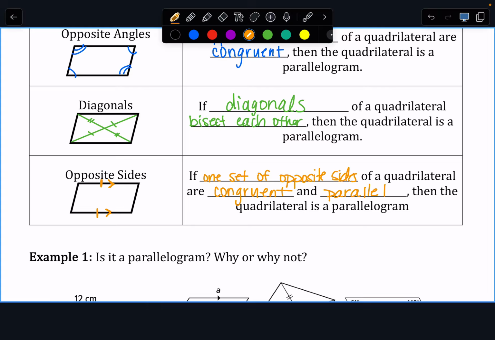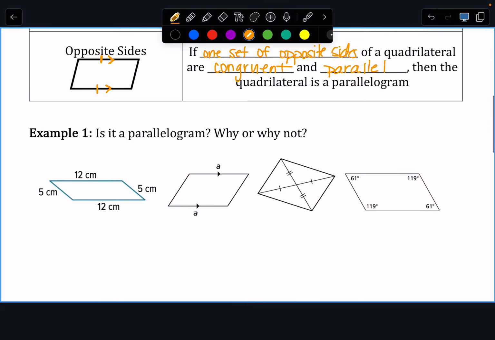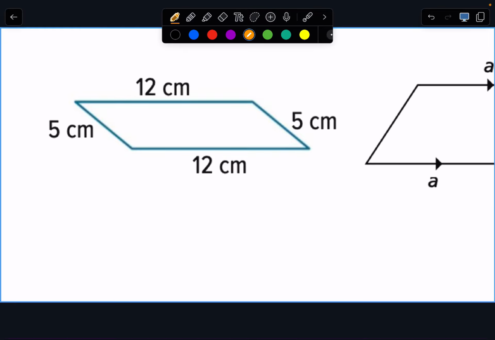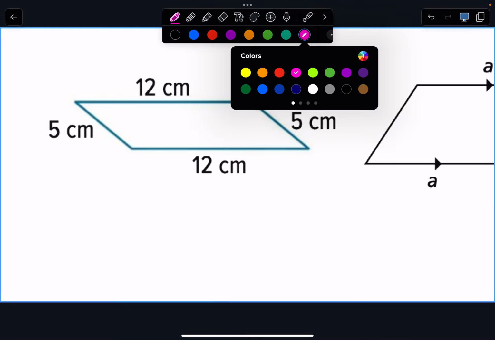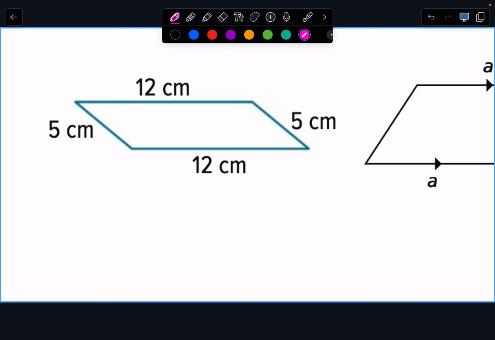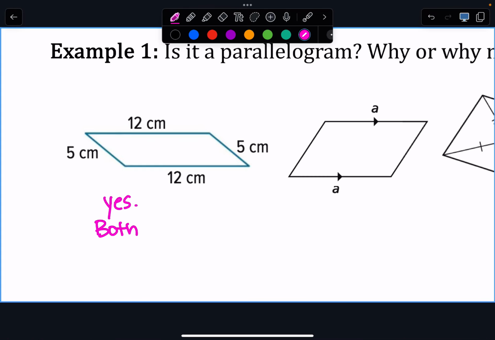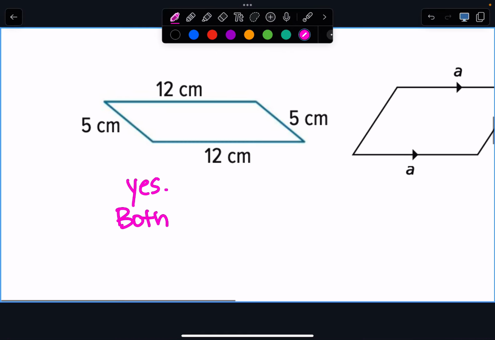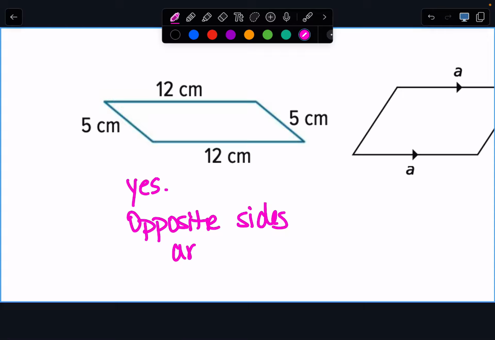Okay, so using these 4 properties, I need you to be able to tell me whether we have a parallelogram or not. So, this first one right here, is it a parallelogram? Yes. Okay, and our reason would be, what? Did I say quadrilateral? Thank you, Jay, for putting me straight. Is this a parallelogram? Yes, because our opposite sides are congruent.